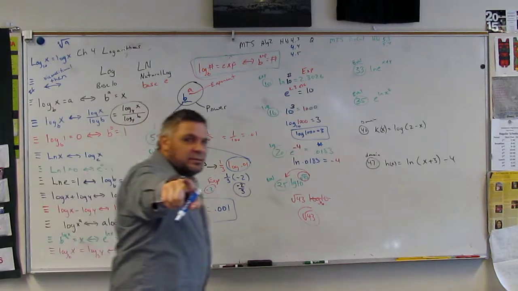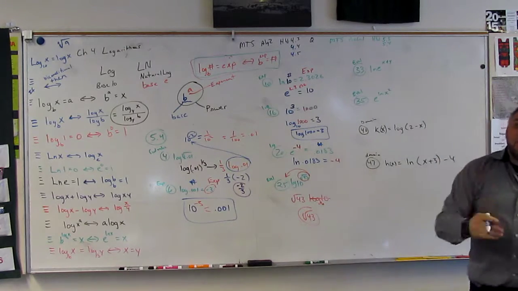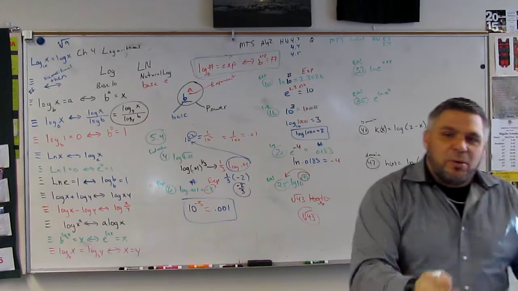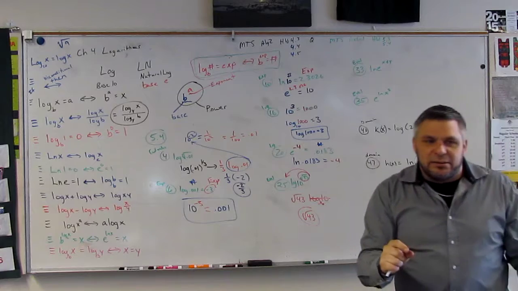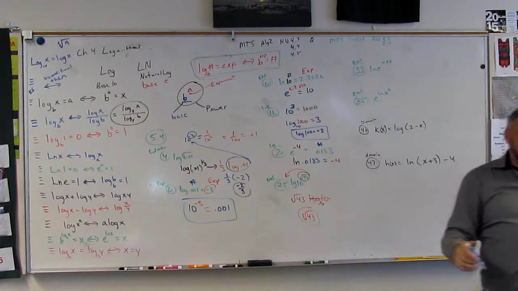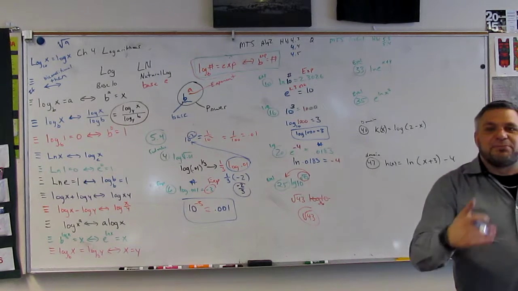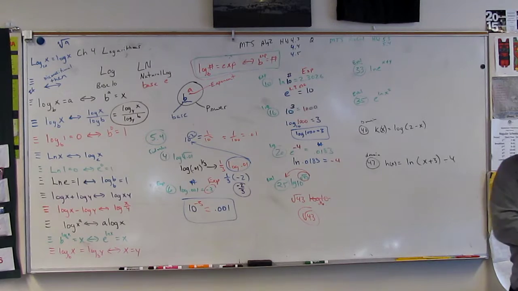Okay? Is that still going? Yeah. Okay. Ln, we never write E. So with logs, we don't write 10, and with ln's, we don't write E. Okay? Now, if we write something with a log, then that's a different base than 10. Does that make sense? Okay?